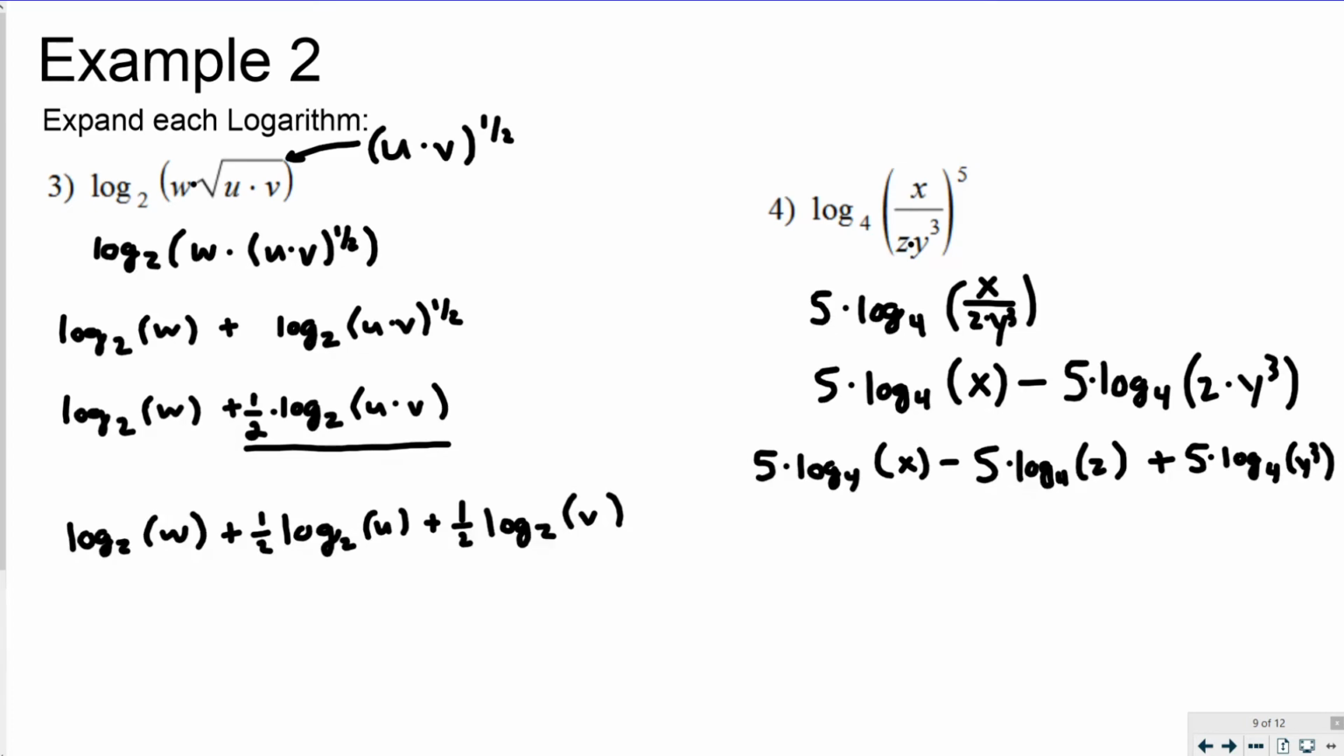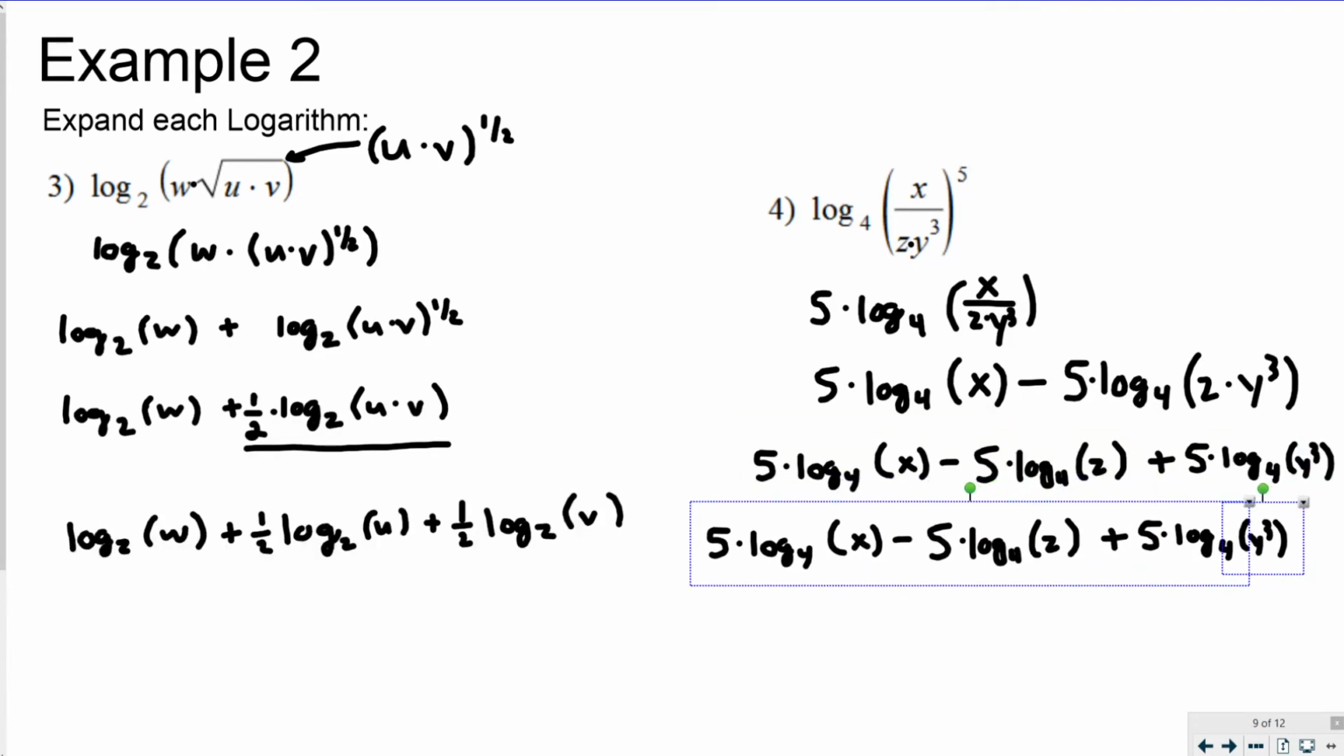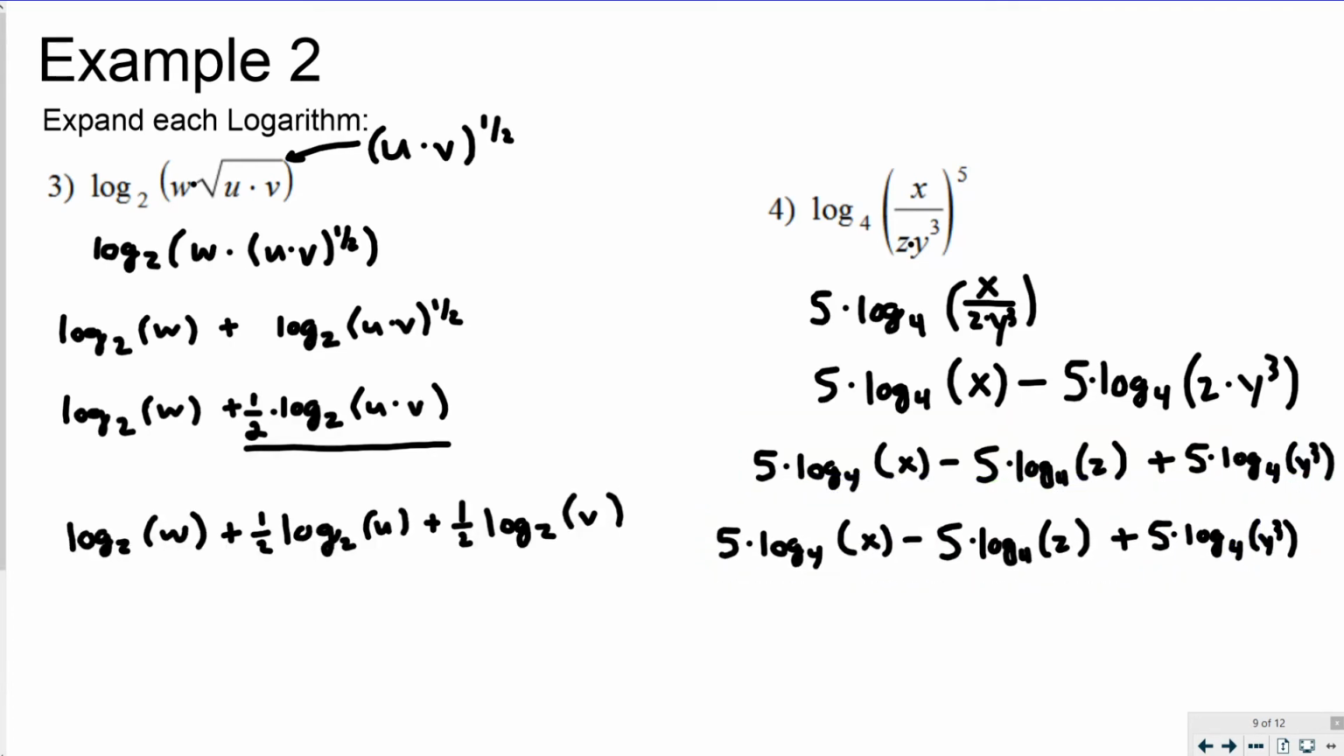Okay, so then the last thing we have to do is get that cubed off the y. So we're going to multiply the front coefficient that already exists. And because most of this is the same, I'm just going to copy paste it. But instead of y cubed over here, the cubed is gone, and we're going to multiply. So 3 times 5 is 15. And then it will leave y all by itself. So the final answer is 5 times log base 4 of x minus 5 times log base 4 of z plus 15 times log base 4 of y.